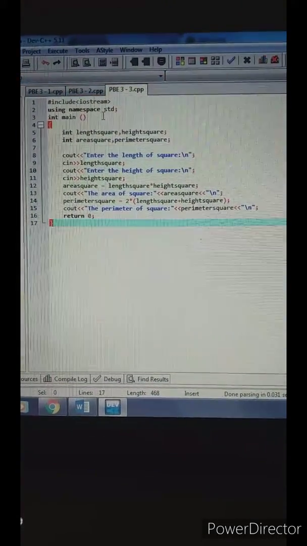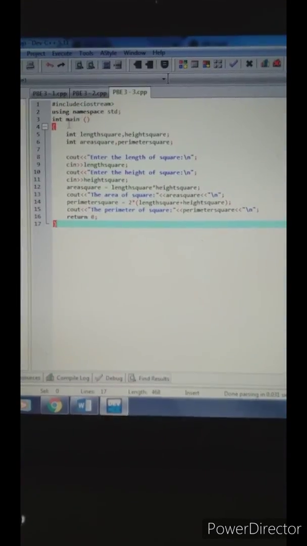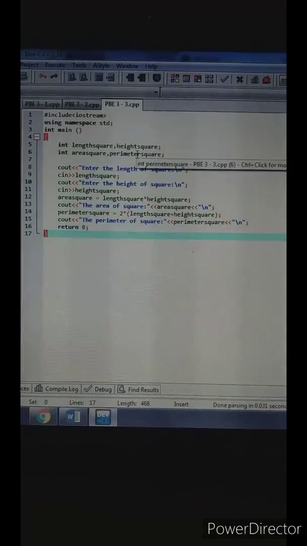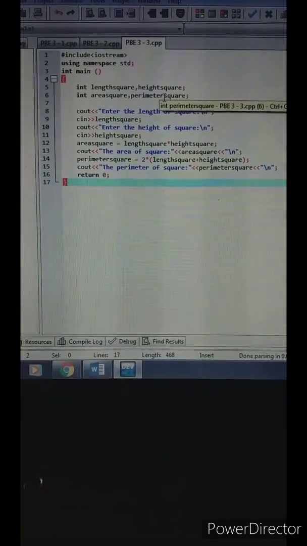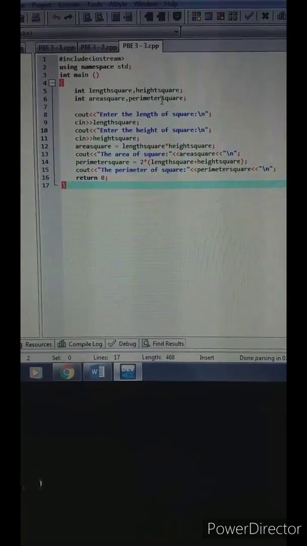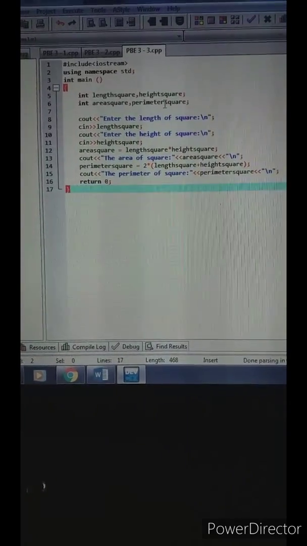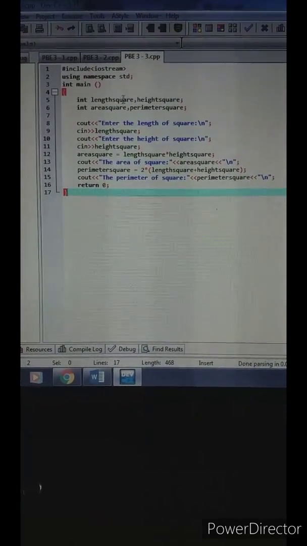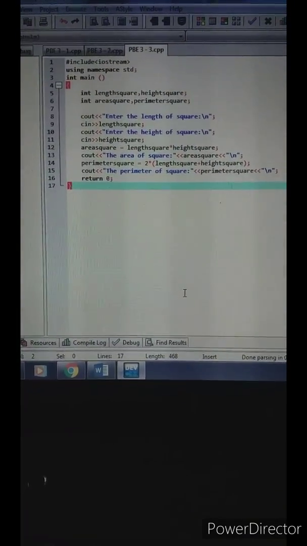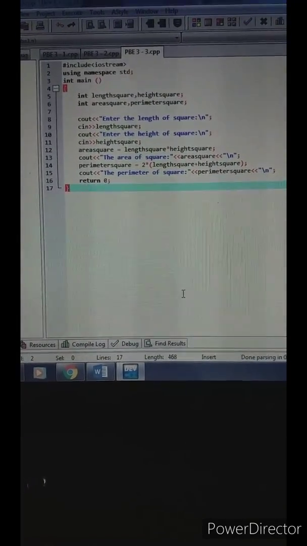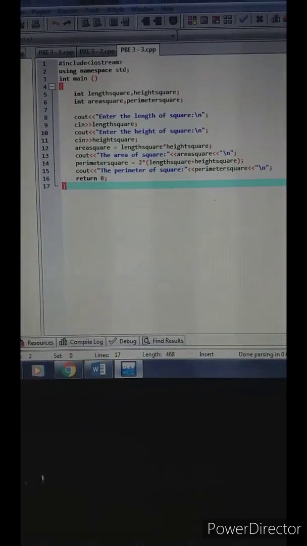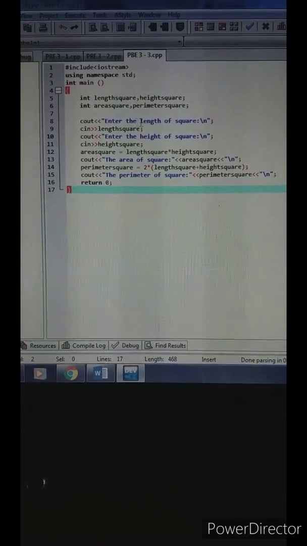So this one will be the programming. First of all, including iostream, using namespace std, int main. Okay, then integer length and then height, the length of the square and the height of the square, and then we put integer area of square and perimeter of square. So the output will be: enter the length of the square.